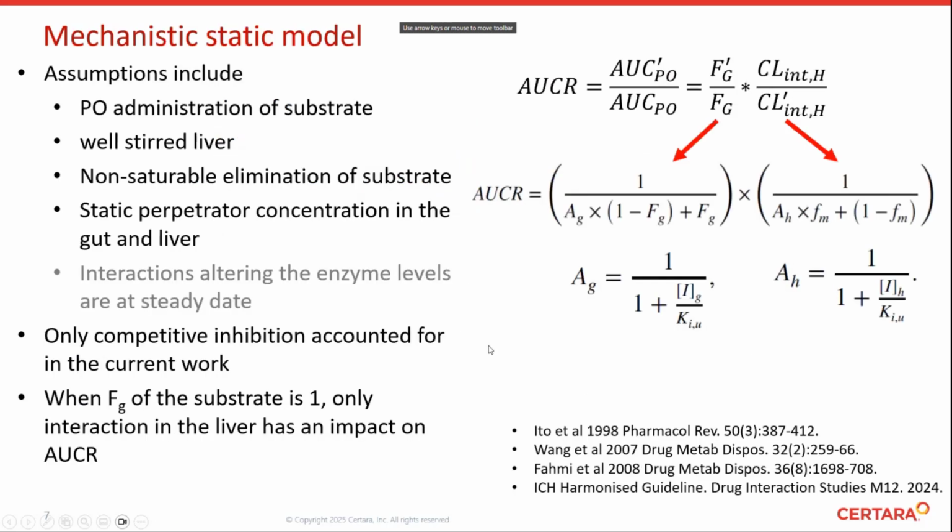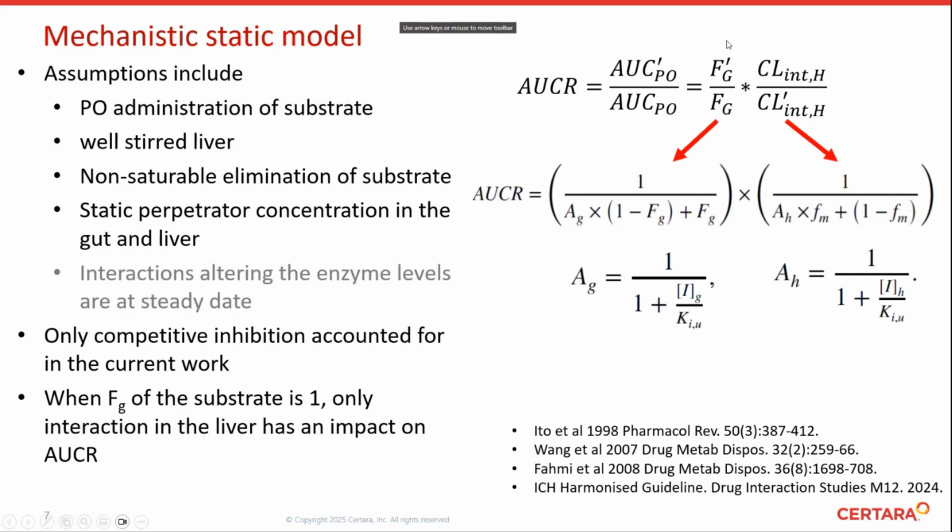So then going into the mechanistic static model, a bit of background, trying to explain where it's coming from. Even though I believe that many of you are familiar with these models, here are some of the key assumptions included in the mechanistic static model. If we go first to this equation, it's predicting the AUC ratio: the oral AUC of the substrate in the presence of inhibitor or inducer over the AUC without interaction. And that is split into two components, the interaction in the gut wall and in the liver.